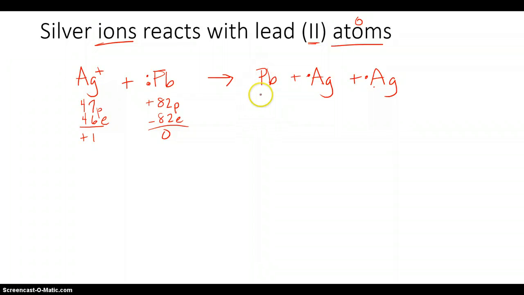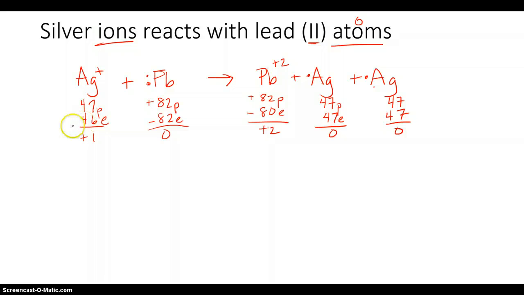So now I just mentioned that lead gave those electrons away. It still has those 82 protons, but in this case it gave 2 away, so now it has 80 electrons. So if I do my positive negative charges, I see that lead can be +2, which makes sense because I said that it was +2. Silver, on the other hand, each of these gained 1 electron. So it had 46 and now it has 47 electrons. That means that they are now neutral.